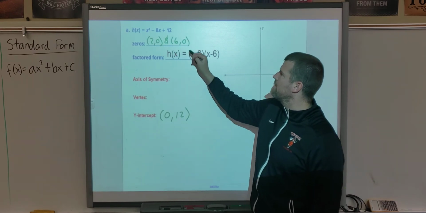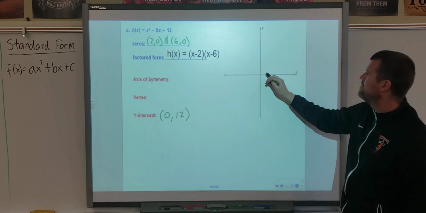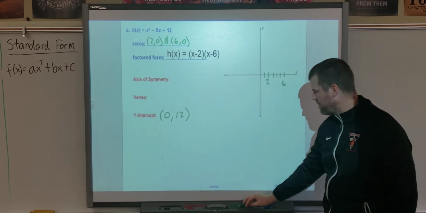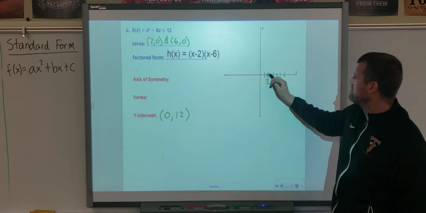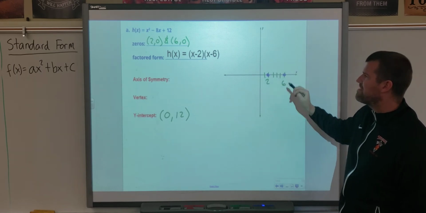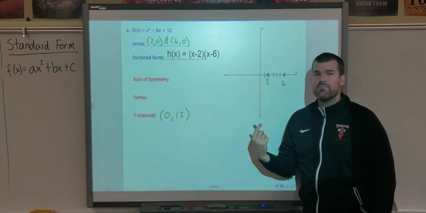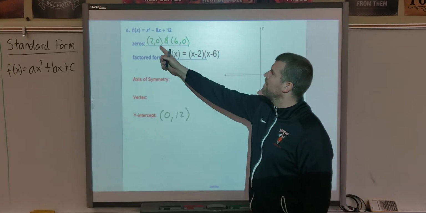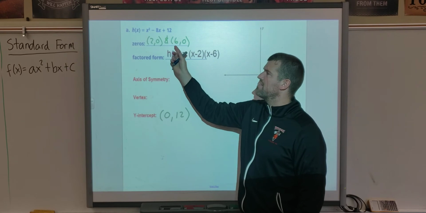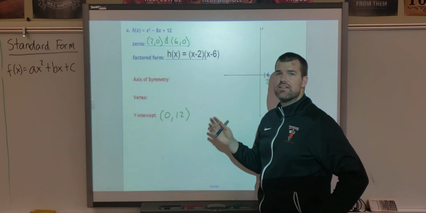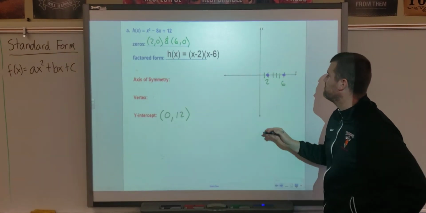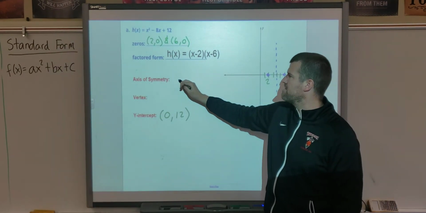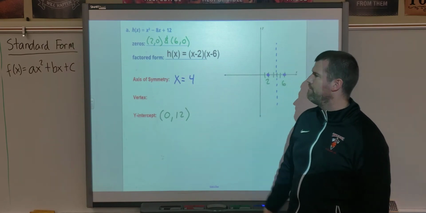So I can put those on my graph. 2 and 6. So I'll put an x-intercept at 2 and x-intercept at 6. Well, the axis of symmetry, I could do my negative b over 2a. Or, if my zeros are 2 and 6, where does the axis of symmetry have to be? It has to be halfway between, which would be at 4. So I know my axis of symmetry is x equals 4.